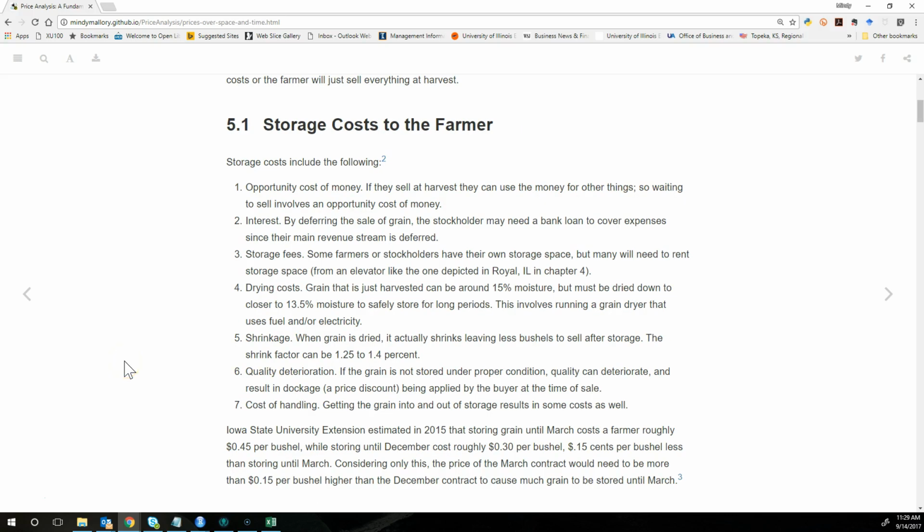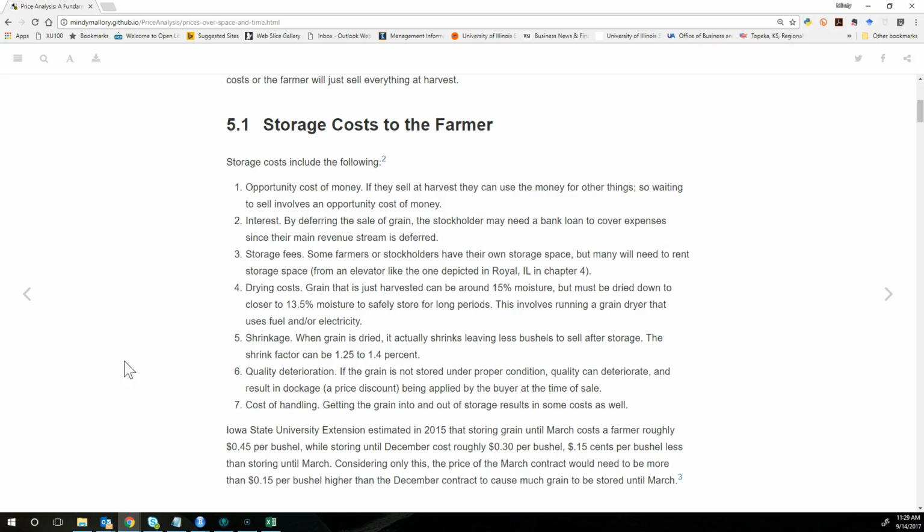Now, the reason that the market has to offer incentives for stockholders to store is because it costs money to store the grain. It has to go in a big warehouse. It has to be put in under certain conditions where it won't rot. And all of those things require a financial investment.